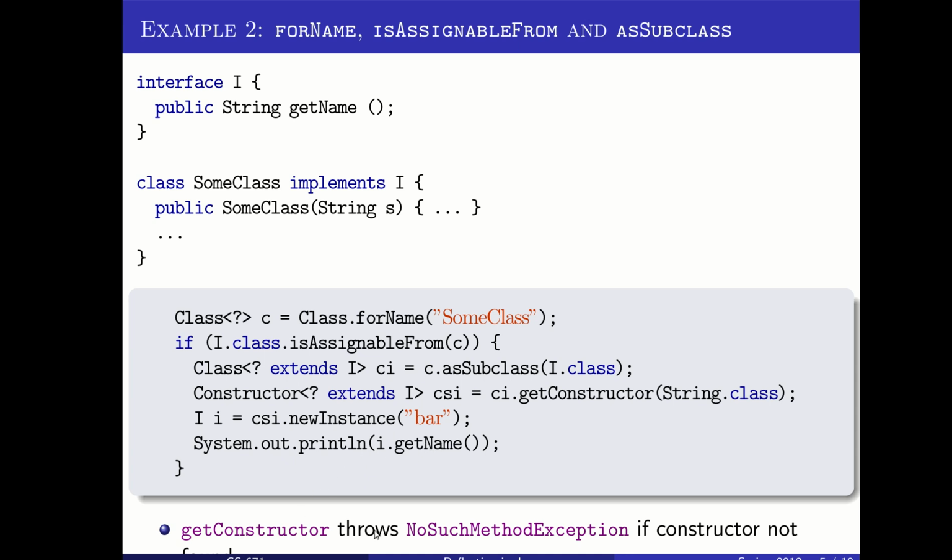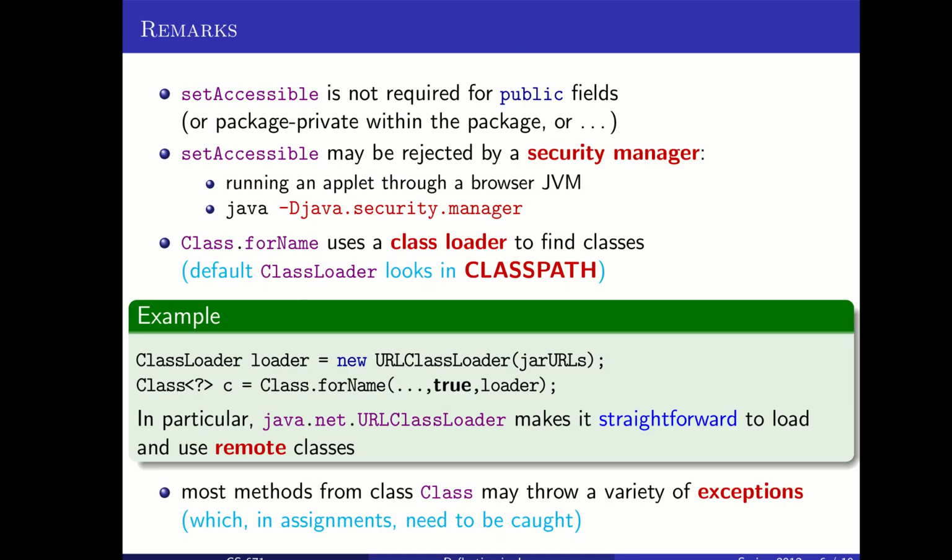The getConstructor call will throw a NoSuchMethodException if the constructor is not found. So if it's an abstract class and doesn't have a constructor, then you would get this exception here. A few more little notes here. You don't have to call setAccessible for public fields.